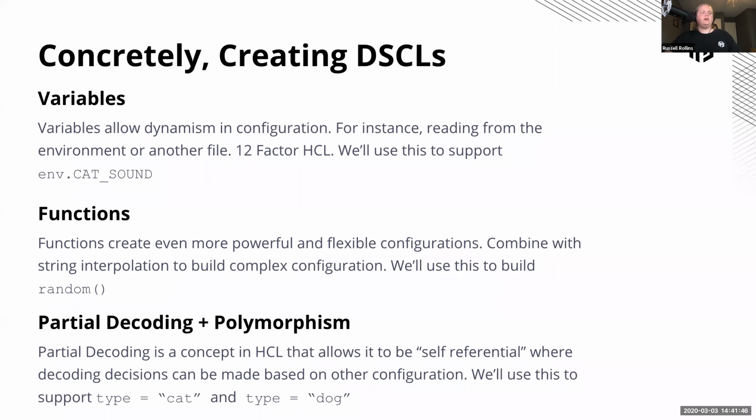Partial decoding allows for one bit of HCL to reference another. One application of this technique is Terraform variables, which allow blocks to reference each other. Terraform needs to be able to partially decode an HCL configuration to allow the variables defined in one place to be referenced in another. We'll use a much simpler application of this technique to allow polymorphic blocks that will all be pets, but are further subclassed into dogs and cats.